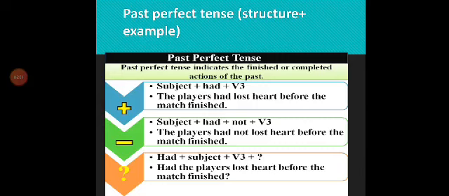Past perfect tense. Past perfect indicates the action has been finished or completed in the past. Subject plus had plus verb third form plus object. The players had lost heart before the match finished. Had plus verb third form. Whenever we are making it negative, had not. And whenever we are making it a question, had, then question mark.